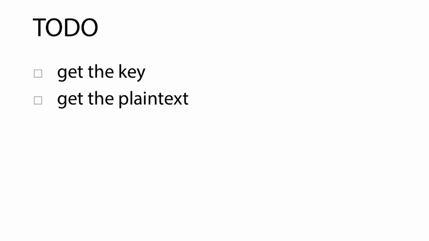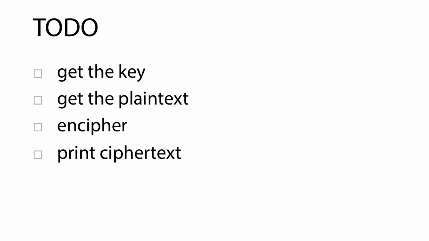Let's slither around the Caesar cipher. Caesar in Python is going to have the same to-dos as the Caesar problem in C. We're going to get the key from the user, get the plaintext, encipher that plaintext, and then finally print that ciphertext back to the user.